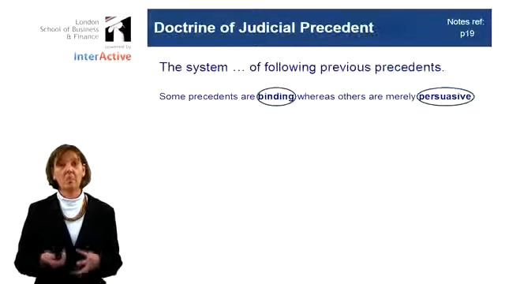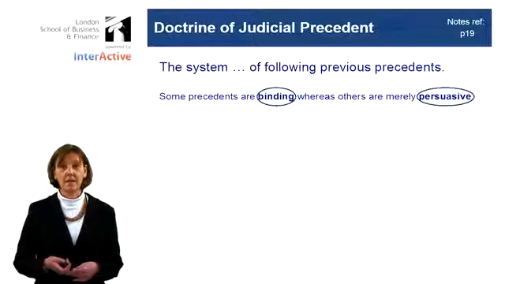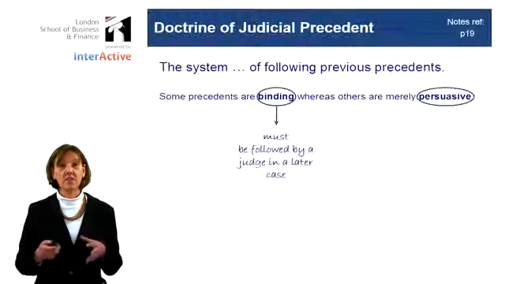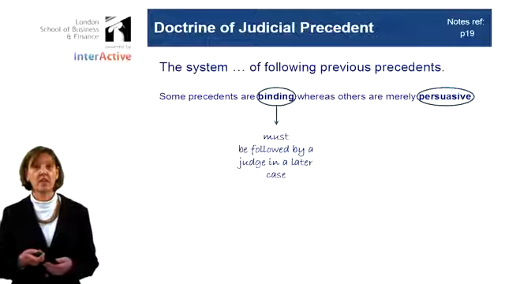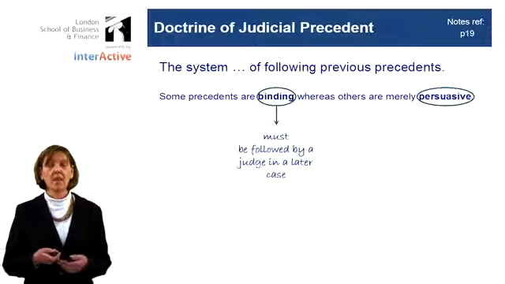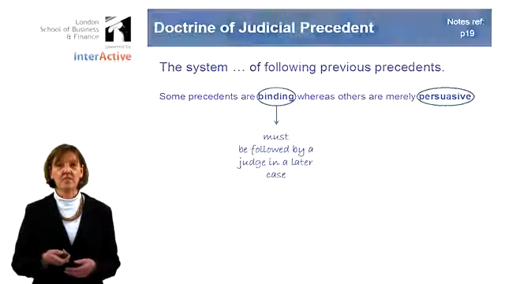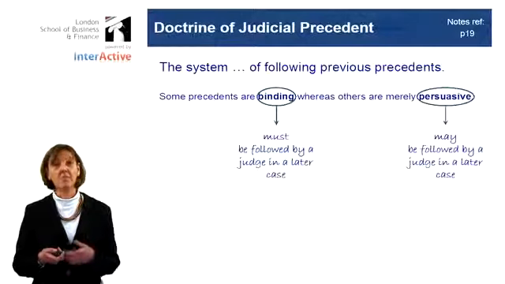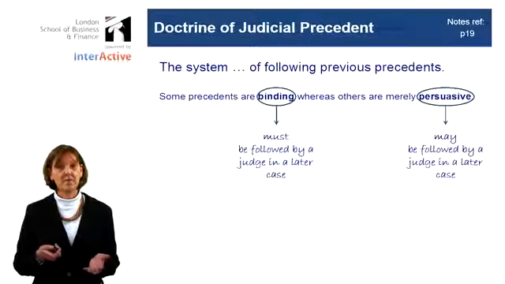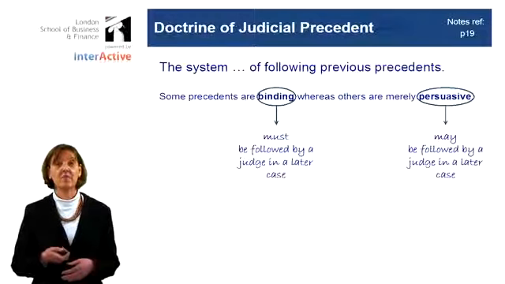Some precedents are binding, whereas others are merely persuasive. Binding means that the judge in the later case must follow that earlier precedent. He is bound to follow it. So it's one that must be followed by the judge in the later case. A precedent that is persuasive: a judge is not bound to follow it, but he may be persuaded to. So we describe a persuasive precedent as one which may be followed by a judge in a later case.